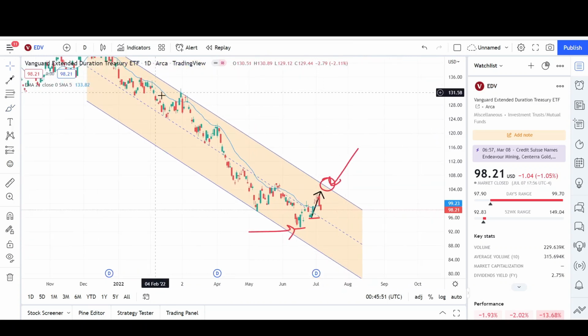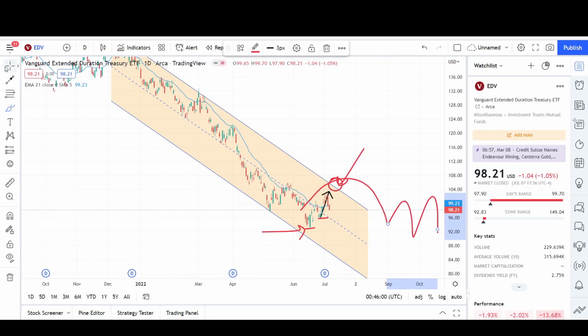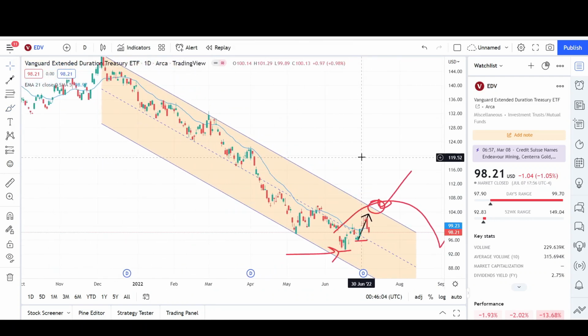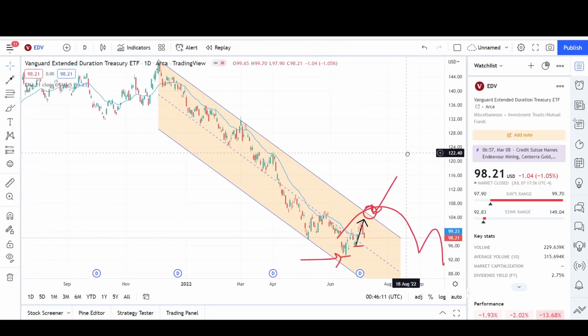As of right now, you can see this channel is still intact. Prices are not outside of it and going sideways. We're just still trending down, getting rejected by the EMA. So this thing looks pretty bearish. So I'll be expecting lower prices, and I'll show you guys a target that I have in mind.